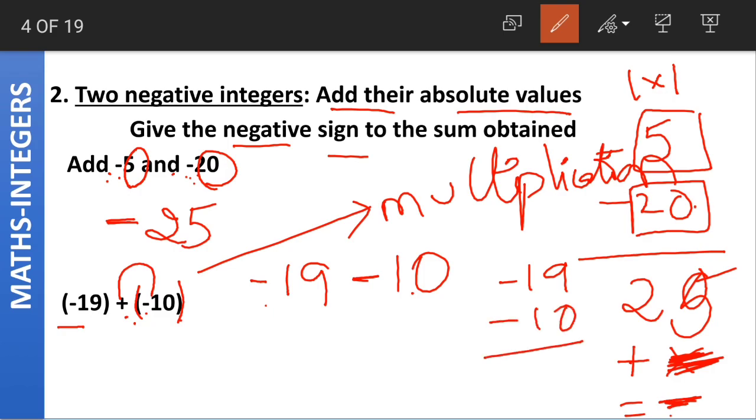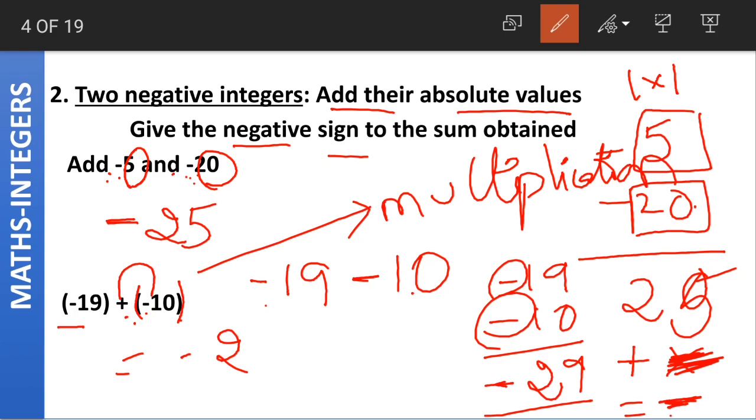We add the absolute values. 9 plus 0, 9, 1 plus 1, 2. And what do we do? As both the numbers have the negative sign, we put a negative sign for the answer as well. Minus 19 plus of minus 10 gives us the answer of what, class? It gives us the answer of minus 29. Hope this is clear.